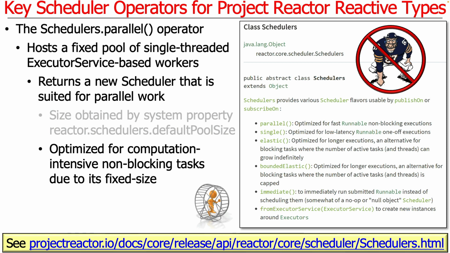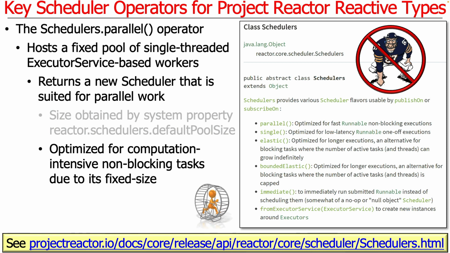This particular pool is optimized for computation-intensive, non-blocking tasks due to its fixed size. And we're going to talk more about this later when we talk about the elastic pools, which are used for I/O operations and I/O processing. The key thing to note here is that when you're doing I/O-bound tasks, you often want to be able to expand the number of threads in a pool, because otherwise you end up underutilizing the amount of processing available on a multi-core system. But for computation-intensive tasks, a fixed size works just great.